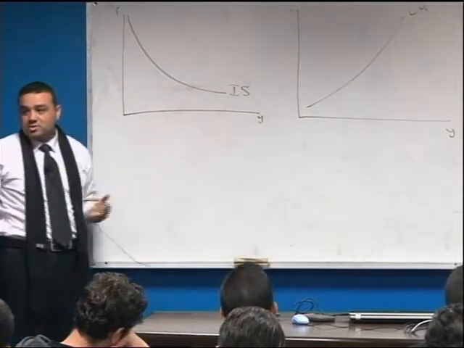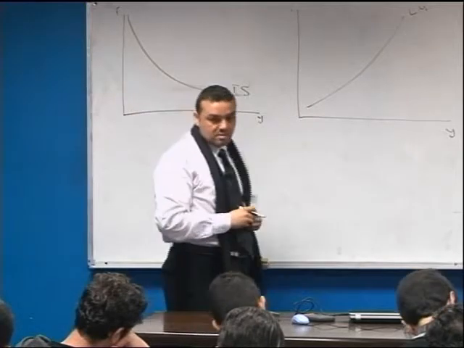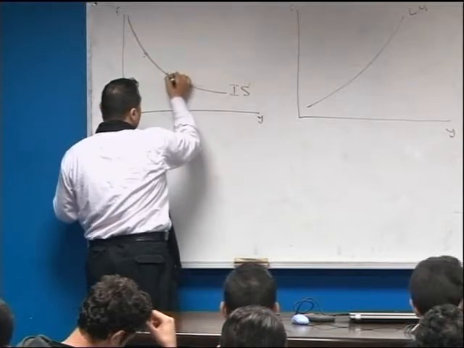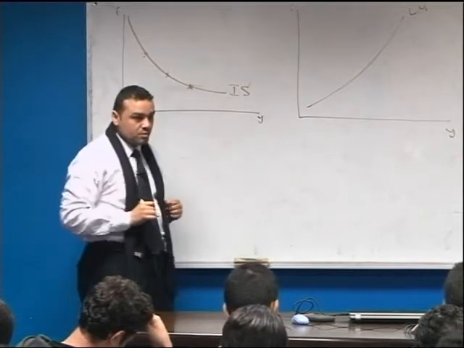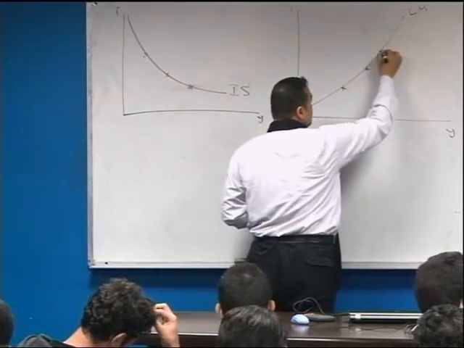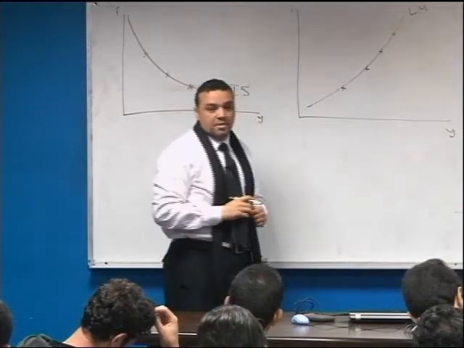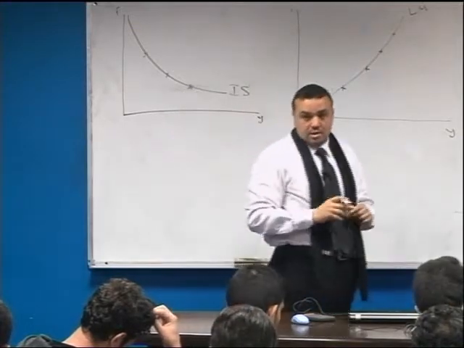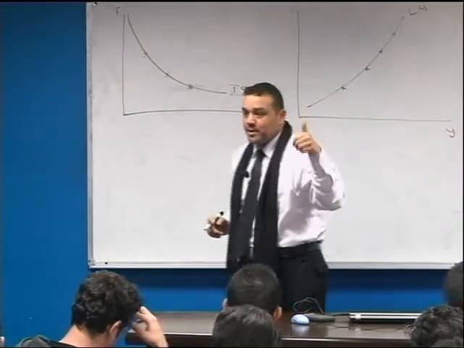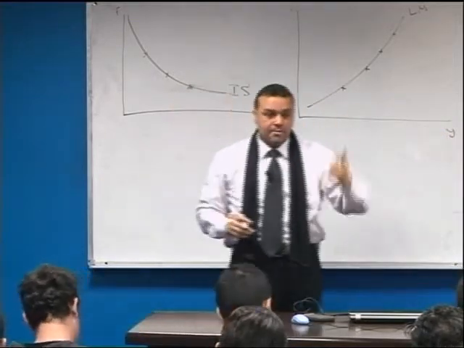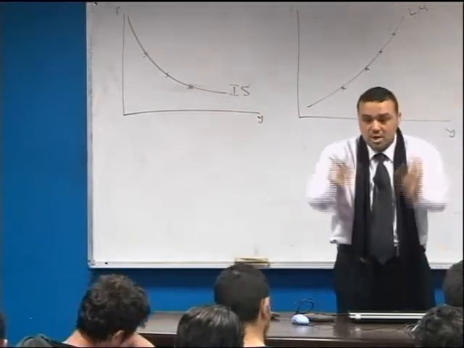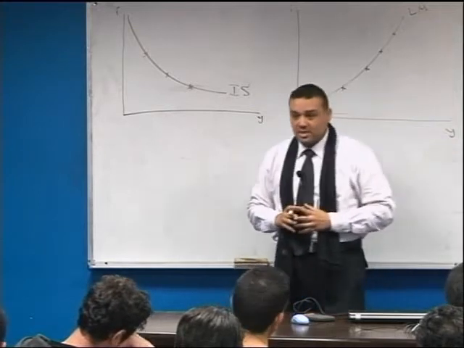IS is related to the goods and services market, right? It illustrates the different equilibrium points in the goods and services market. And LM illustrates the different equilibrium points in the money market, right? In the country, we have only one equilibrium output and one equilibrium interest rate.